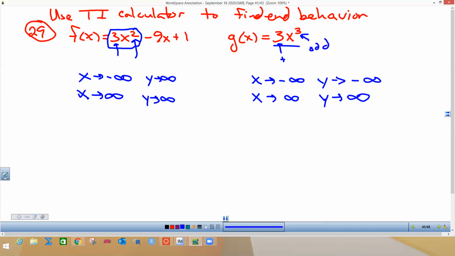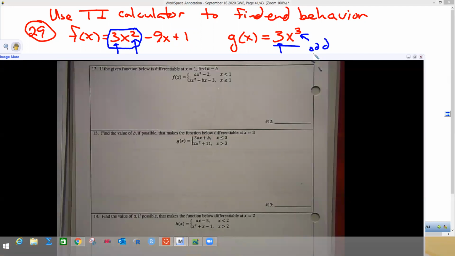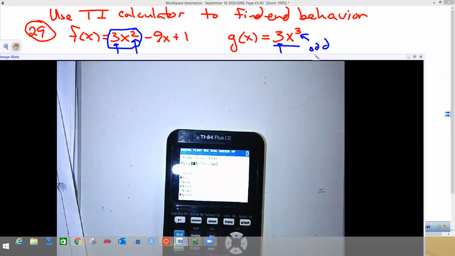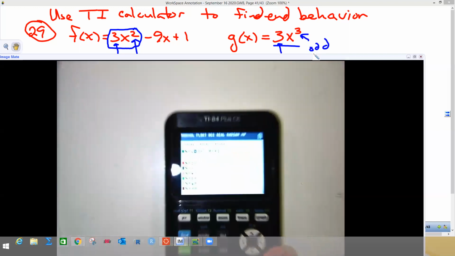So I'm going to plug those in, and then I'm going to show them to you here in a second. So I got y, and I'm going to do y sub 1 is going to be 3x squared minus 9x plus 1. And if you look, this says it's going to be in blue. Let me zoom in so you can see it better.